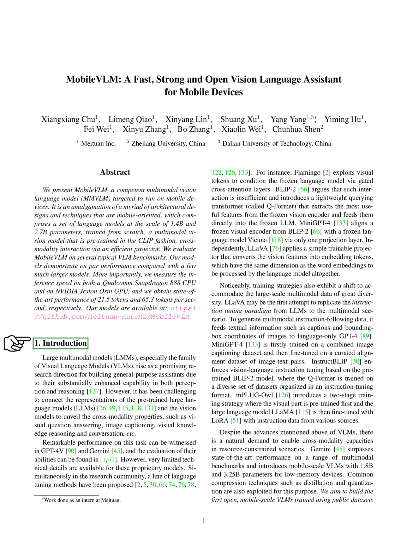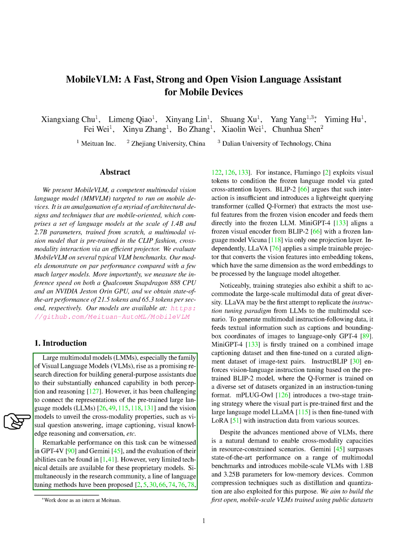Section 1 Introduction. We're going to delve into the world of large multimodal models, LMMs, particularly visual language models, VLMs, which are gaining traction in the development of general-purpose assistants. These models are impressive because they can both perceive and reason. However, it's been a challenge to link the representations of pre-trained large language models, LLMs, and vision models to reveal cross-modality properties, such as visual question answering, image captioning, and visual knowledge reasoning.